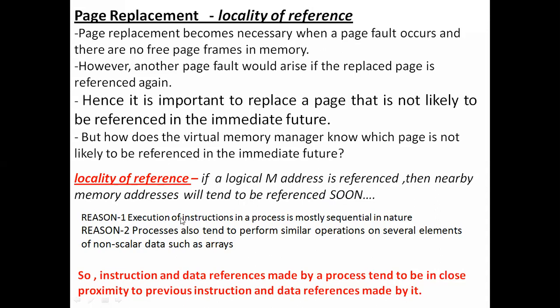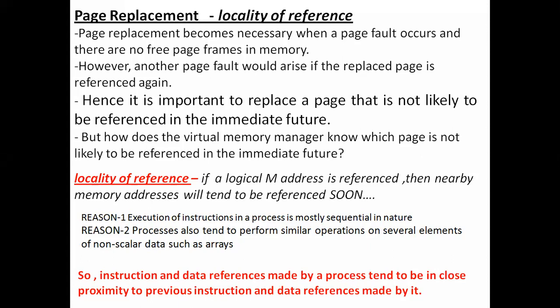First reason is, execution of instructions in a process usually happens in a sequential way. Why? Because whatever program you write, using any language, all programs have instructions, and those instructions are written in a sequential manner. Hence if the CPU is accessing the first instruction, there are full chances that the next instruction to be accessed will be the second instruction, and after that the third instruction.